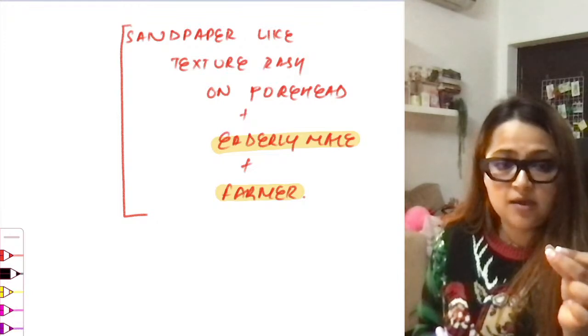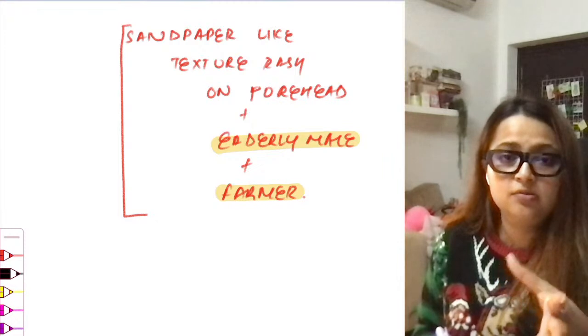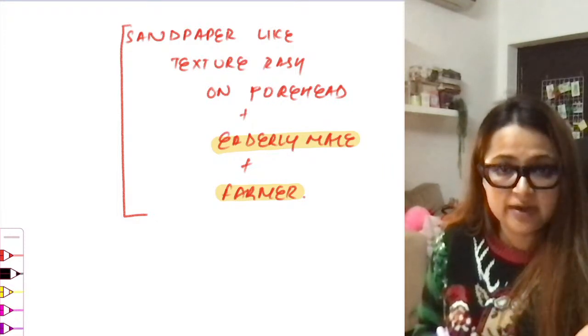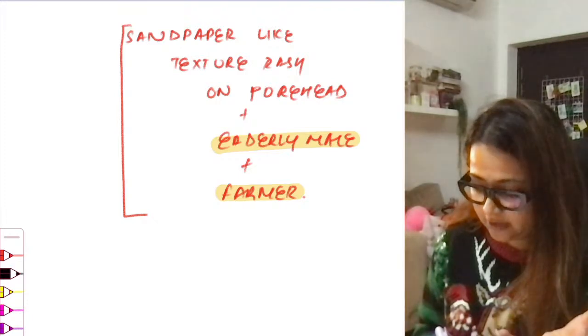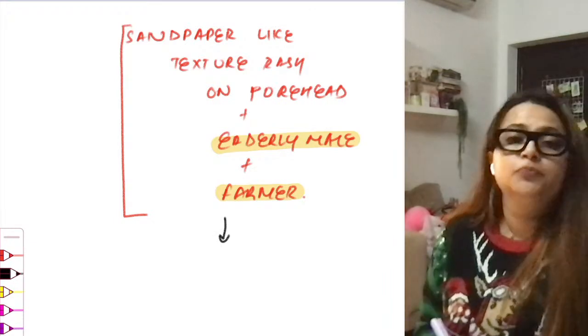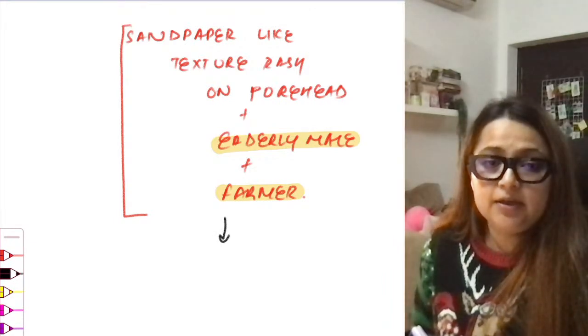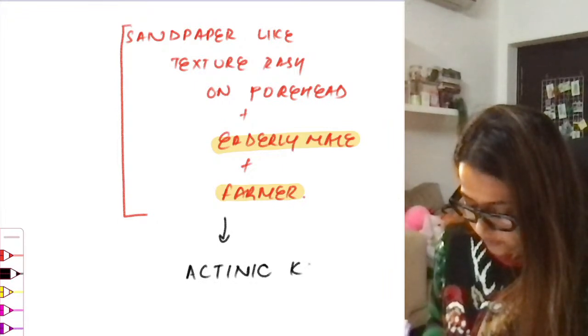So guys, in case of scarlet fever also I told you sandpaper-like texture, but the age group is a child. The patient would be a child, along with other manifestations. Here, sandpaper-like texture on the forehead, then elderly male and farmer. The answer here is going to be actinic keratosis.